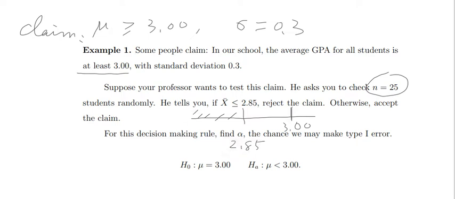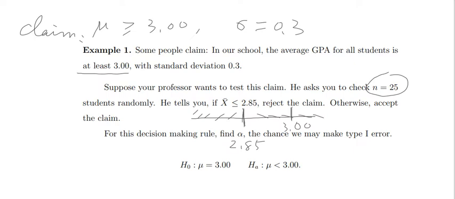If less than 2.85, we will reject the claim. We will believe the average GPA cannot be so high. So if it is above 2.85, like here, or here, then we just accept the claim, right? So once we have the cutoff point, the decision-making rule is very, very easy, very clear. Everyone can make a decision easily based on this, right?